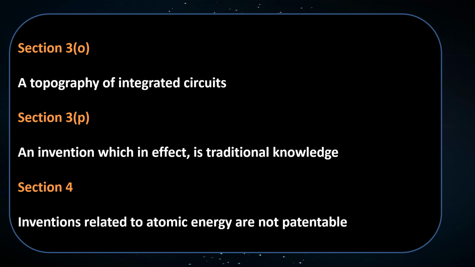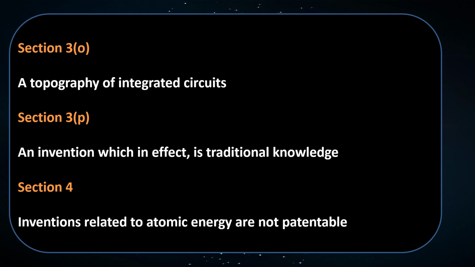So these were the subsections of Section 3, and any invention falling under these categories will not be allowed for a patent. Apart from that, there is also Section 4, which states that inventions related to atomic energy are not patentable. That is clear from the Indian Patent Office. So these were some examples of inventions that are not patentable.